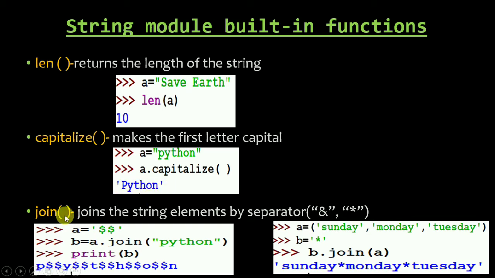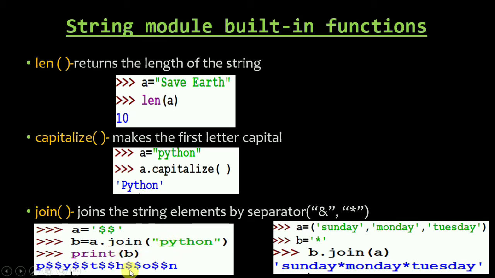Next we have the join function. As the name suggests, it joins the string elements by a separator. The separator can be this one or this one or any other separator. Here we have A equals to $. This is our separator, and B equals to A dot join our string. The string is Python. So A dot join, what is A? The separator. That is, this string has to be joined by the separator, and we say print B.